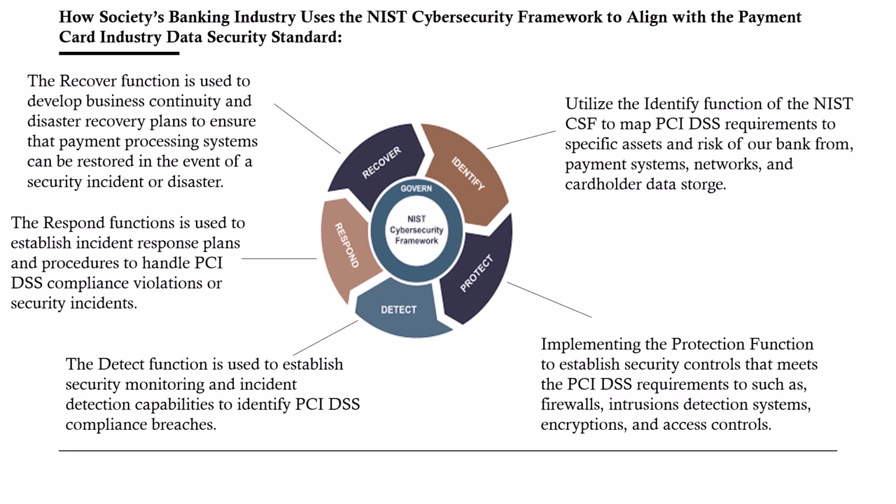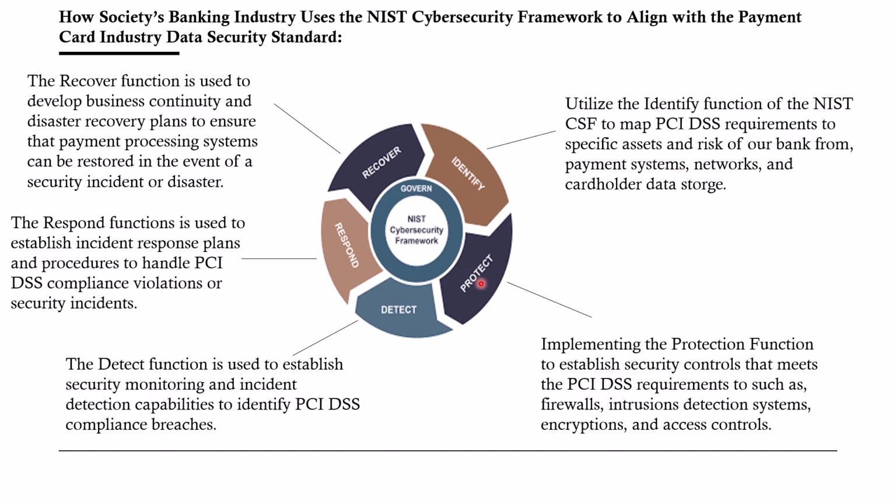So here's an example of exactly how we're going to do the mapping: how society's banking industry uses the NIST Cybersecurity Framework to align with the Payment Card Industry Data Security Standard regulations. So again, here are the five functions of the framework. We're going to start with the identify function. So we're going to utilize the identify function of the NIST CSF to map PCI DSS requirements to specific assets and risks of our bank, from payment systems, our networks, and cardholder data.